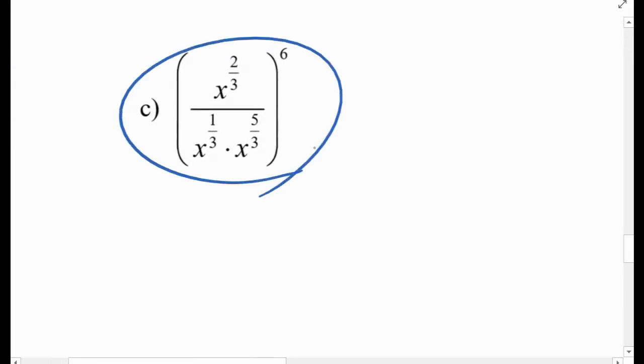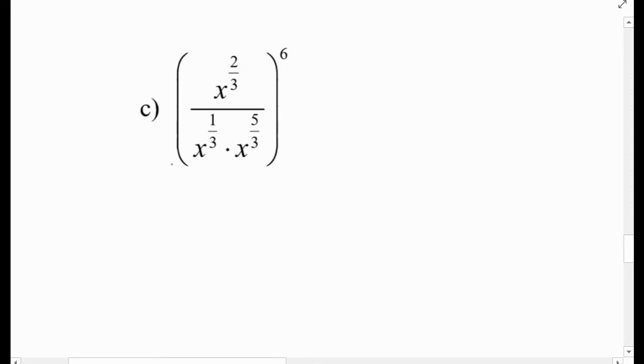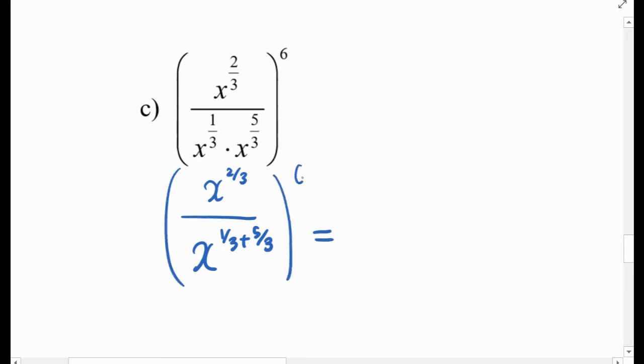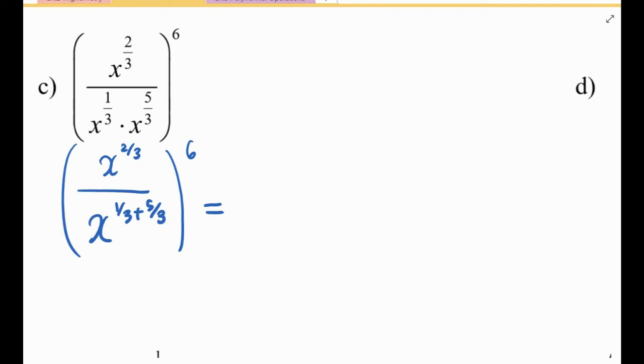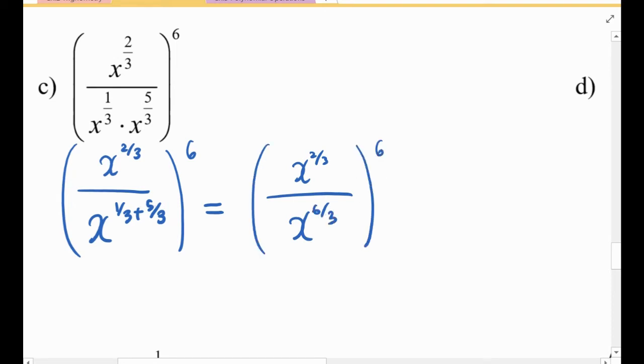Okay, in this case, I'm going to simplify inside the bracket. So look at the bottom. X to the power of 3, x to the power of 1 over 3 plus 5 over 3. So x to the power of 2 over 3, and x to the power of 1 plus 5 is 6 over 3 to the power of 6.